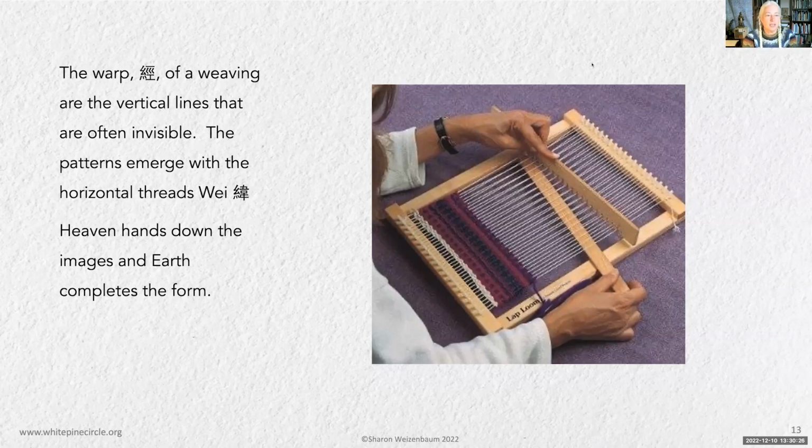Okay, so this is from the Neijing, this idea, heaven hands down the images and earth completes the form. So how does the image of what heaven wants to create, how does that image come down? It comes down through the vertical lines, through the Jing, through the channels. And that is how earth then completes the form. So there's actually something there.